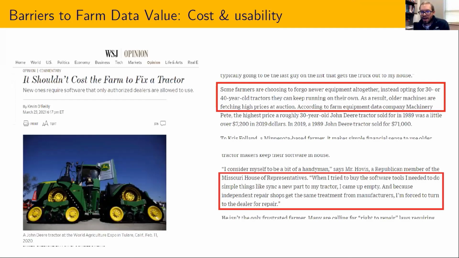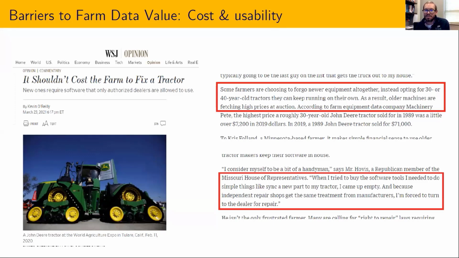So this usability issue has other implications. There was a Wall Street Journal article that just came out last week, and the title is, "It Shouldn't Cost the Farm to Fix a Tractor." It's an opinion piece, but I think the author captures the sentiment of a lot of farmers here when he's talking about this newer equipment that's got a lot of software and requires special fixes when it breaks down. It's putting some farmers off, and it's actually driving them towards older equipment. So the quote here says, some farmers are choosing to forego newer equipment altogether, instead opting for 30 or 40-year-old tractors they can keep running on their own.